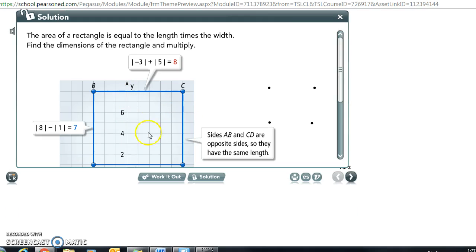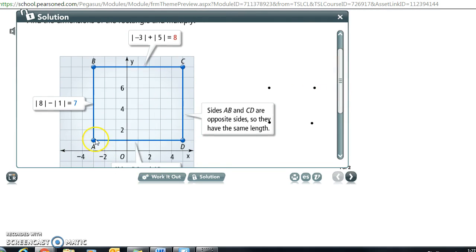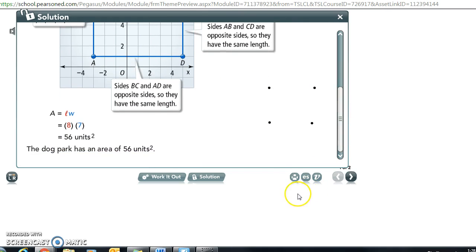Well, if BC is 8 blocks, I know these two dots will also be 8 blocks. Then they go through here and say the absolute value of 8 minus the absolute value of 1 is 7. So this length is 7, which means this length is also 7. So if I have to do 8 times 7, what's my area? Well, 8 times 7 is 56. So the dog park has an area of 56 square units.